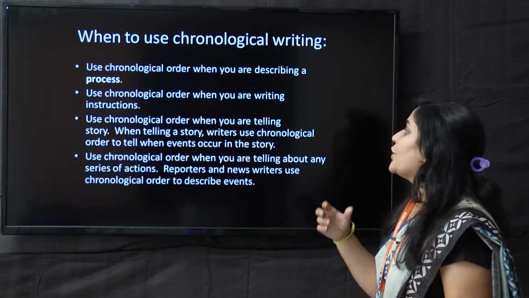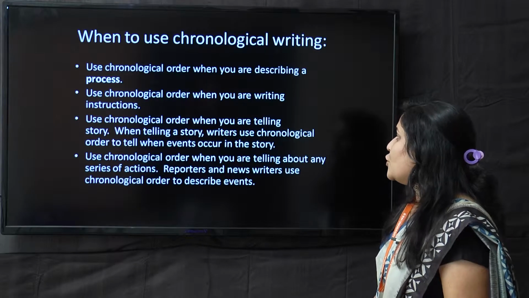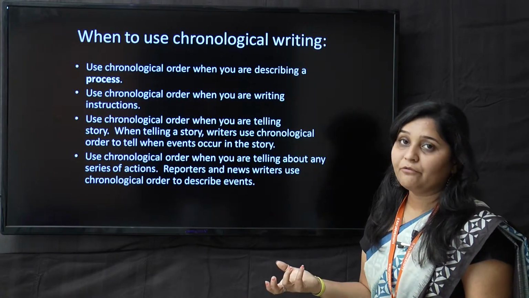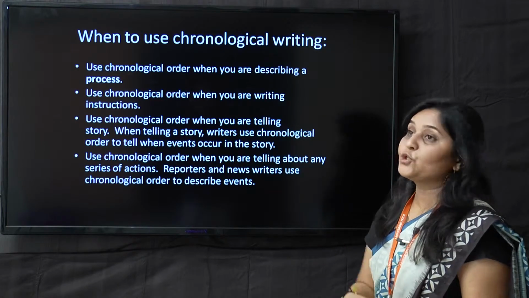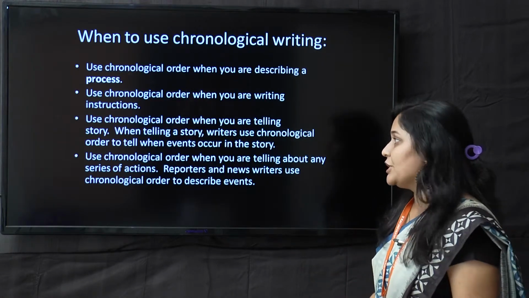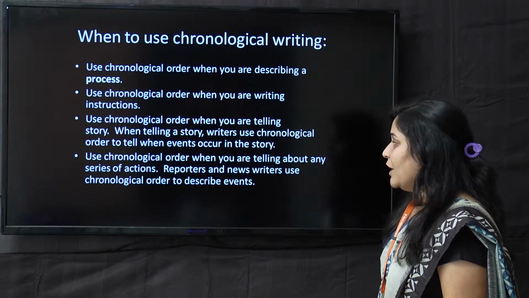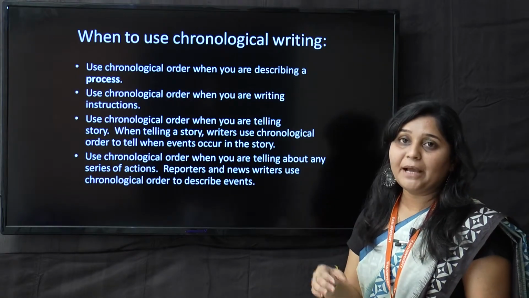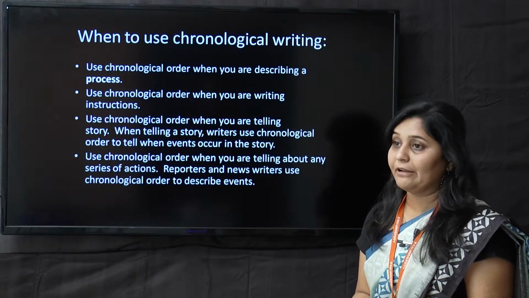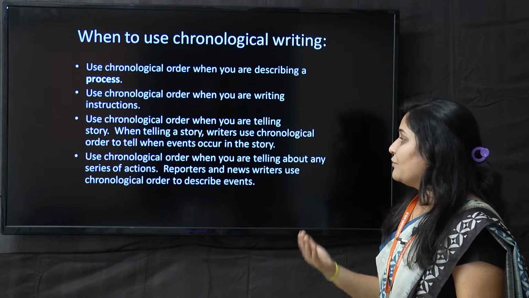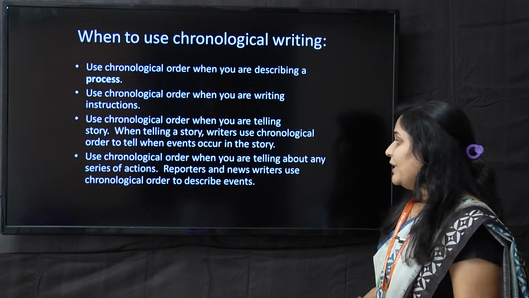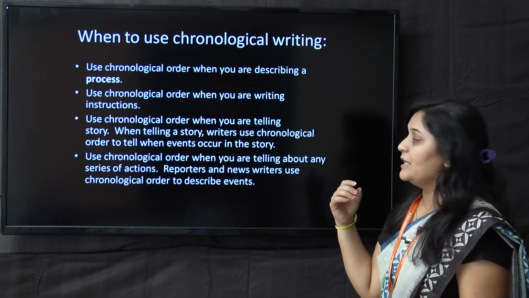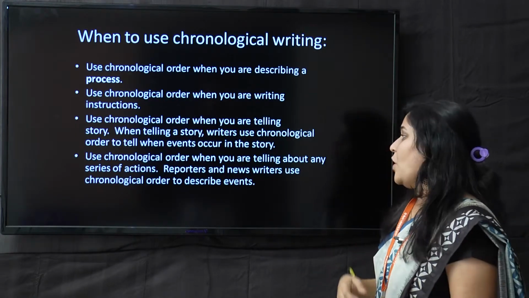For example, we use chronological order when you are writing instructions. Use chronological order when you are telling a story; we have to follow chronological order. When telling a story, we have to keep in mind it should be in chronological way. We cannot start from the end. Use chronological order when you are telling about any series of actions or something else.